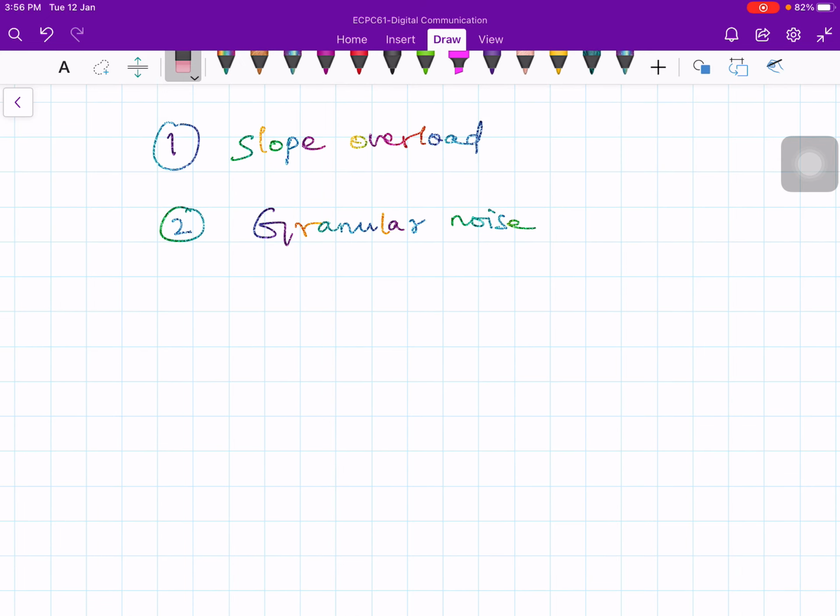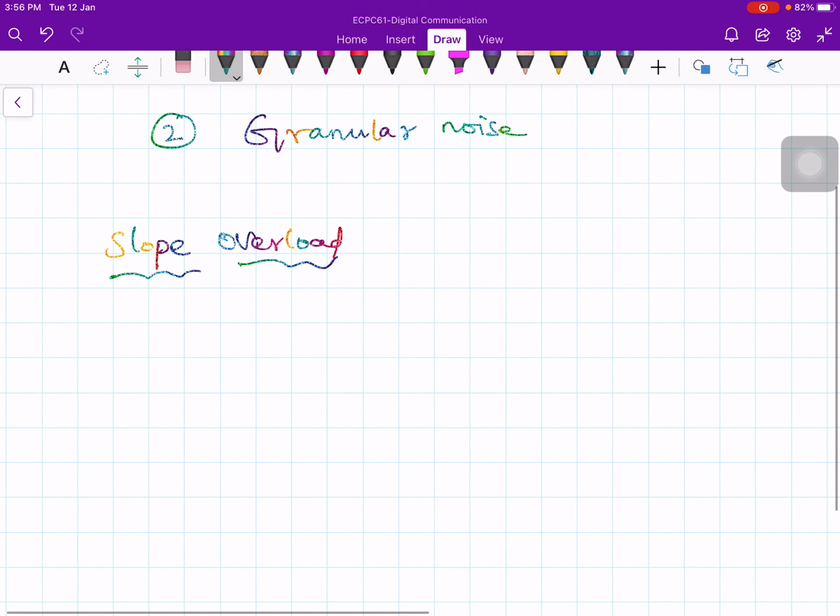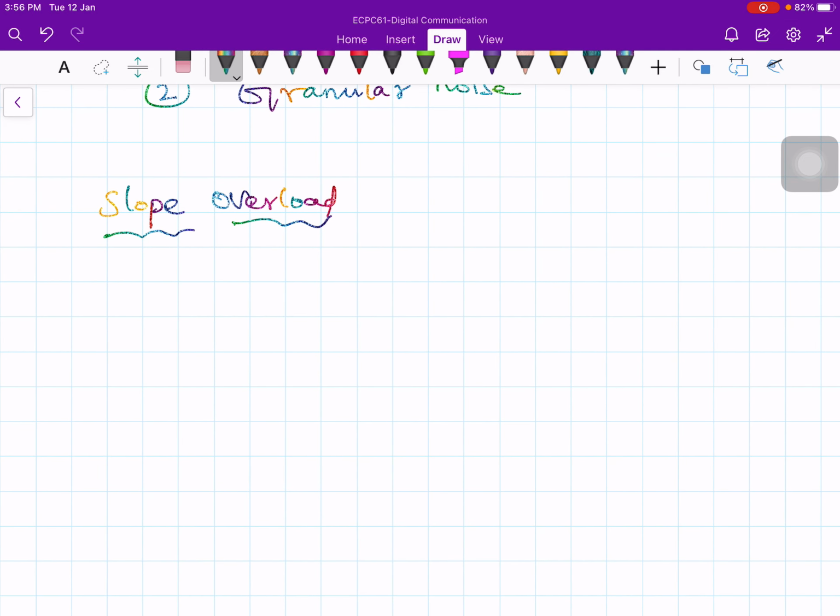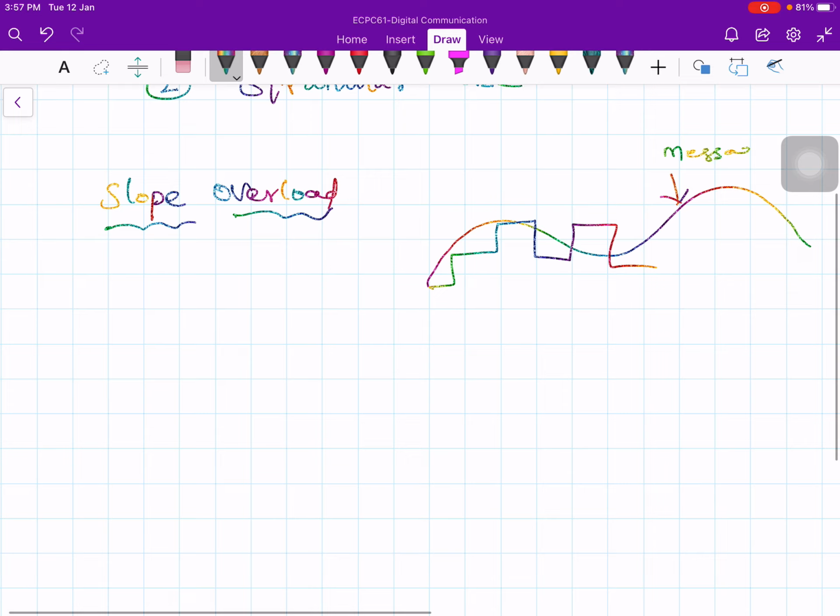Now let's look at what these problems are and how they are created. Consider first the slope overload problem. As we have seen in the working principle of the delta modulator, we are approximating a continuous waveform like this with a staircase waveform like this. So this is my message, and this is my staircase approximation.